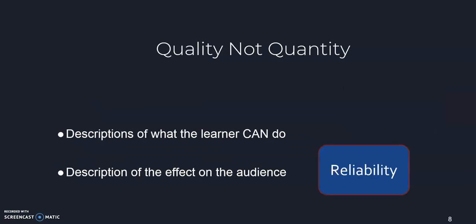And in our descriptions, we want to focus on what the learner can do and the effect on the audience. And that's a way to strengthen the reliability. It's going to be quality and not quantity. We don't want to have to keep track of numbers because that's not a measure of quality.